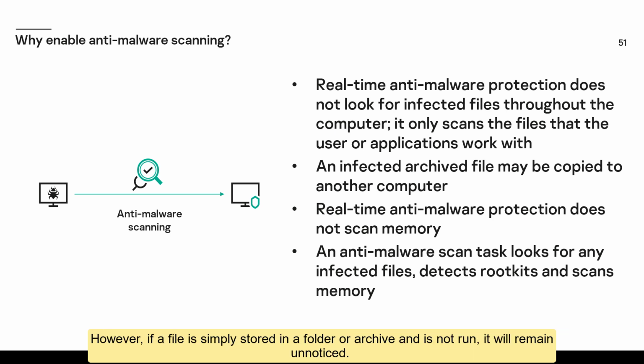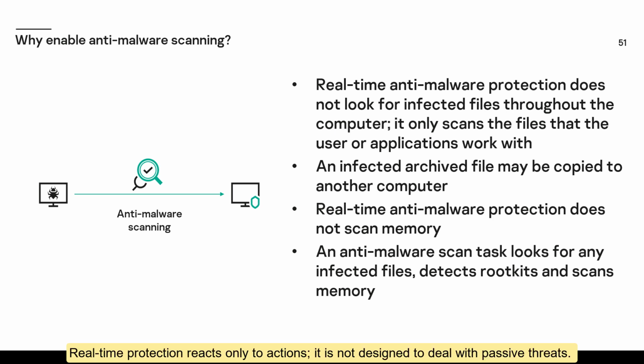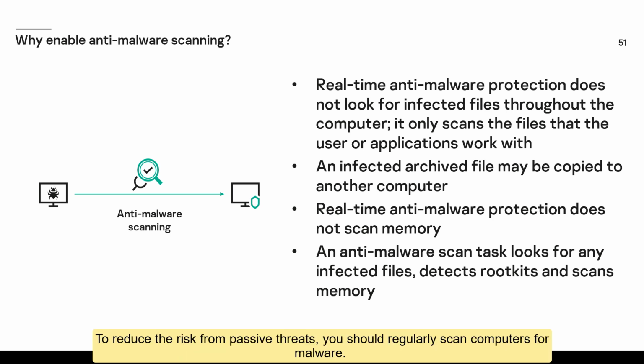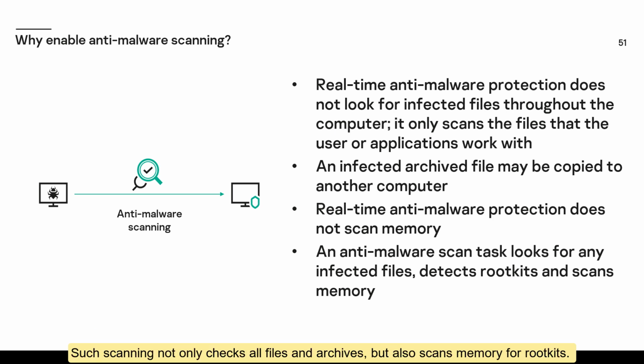File Threat Protection, behavior detection and other protection components intercept all operations on the computer and block any infection attempts. However, if a file is simply stored in a folder or archive and is not run, it will remain unnoticed. Real-time protection reacts only to actions. It is not designed to deal with passive threats. To reduce the risk from passive threats, you should regularly scan computers for malware. Such scanning not only checks all files and archives, but also scans memory for rootkits.